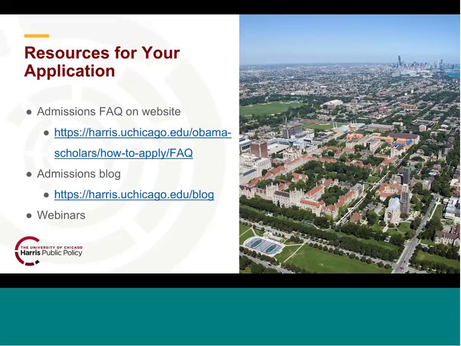So we really encourage you to use these websites and use these resources and keep attending webinars. We do plan to have webinars about once a week. We're going to experiment and try different times to see what works. But those are really your best resources. We also are doing our best to record these webinars. So if you email the Harris Obama Scholars at uchicago.edu, you can get a link to the next webinar. Or you can request a recording of a previous webinar.